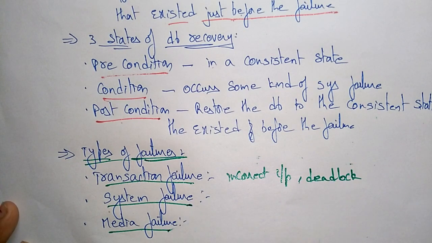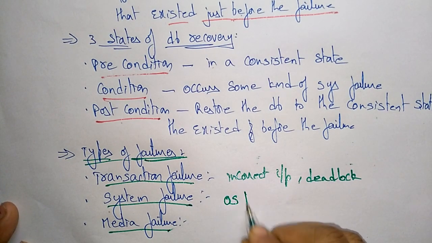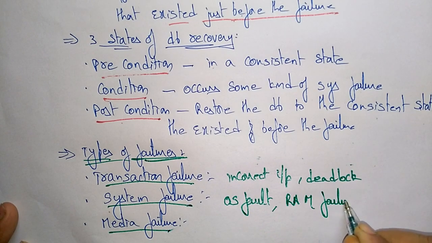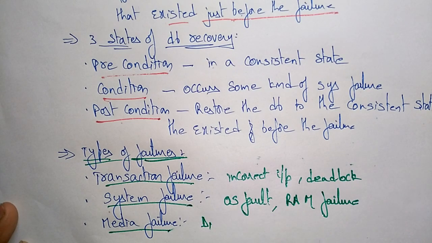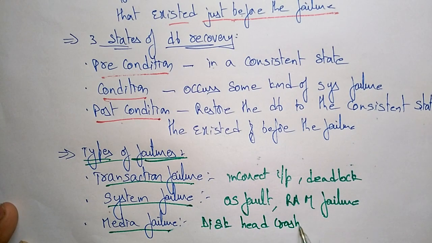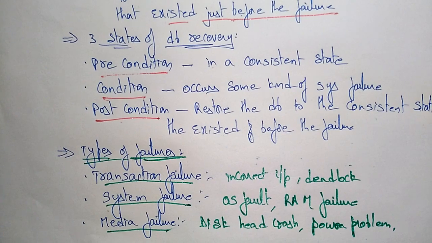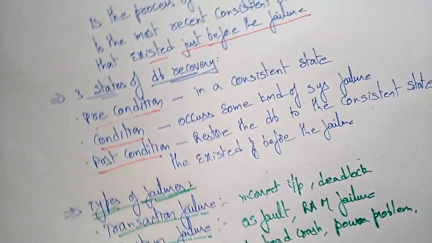What is a system failure? A system failure is nothing but an operating system fault. If there is any fault in the operating system, the system may fail. Or RAM failure, where suddenly the RAM gets damaged. Now coming to media failure. Media failure is nothing but a disk head crash or a power problem. These are the three different types of failures: transaction failure, system failure and media failure.